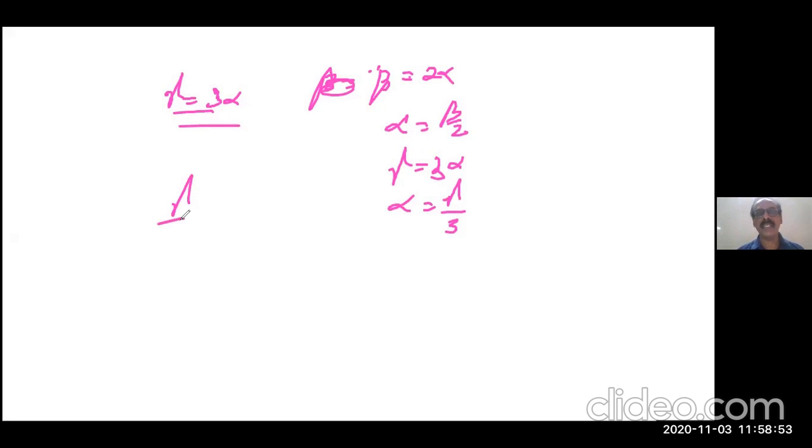And of course, gamma by 3 is equal to beta by 2. Gamma is equal to 3 by 2 beta.